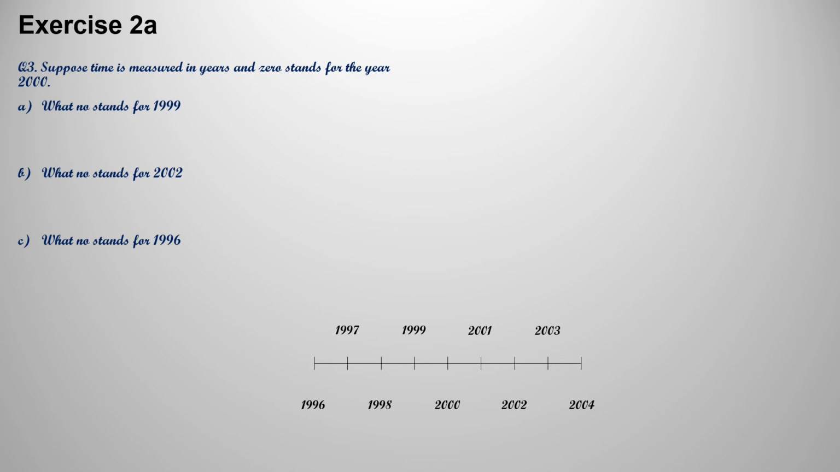Now, what is the distance of 1999 from 2000? 2000 is a center point. 1999 is a distance of what? It's a distance of 1 unit. But in which direction? It's moving towards the left, and left is denoted by a negative sign, that is minus 1. What does 2002 denote? 2002 is towards the right hand side and it's at a distance of 2 units from 2000, that is the center point. So the answer to that is plus 2, and similarly the answer to 1996 is minus 4.